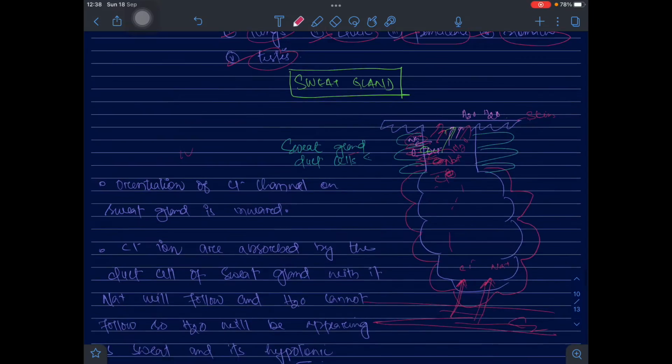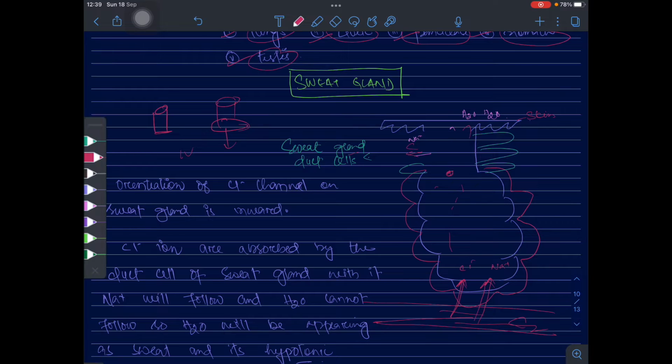Now here we need to understand one thing, and this is very important. Everywhere else the orientation of this chloride channel is outward, but in the sweat gland the orientation will be inward. Let's see how it is. For better understanding, let me first make this one like this.